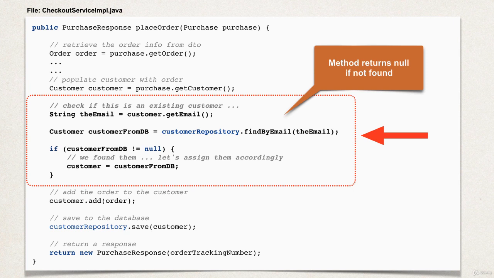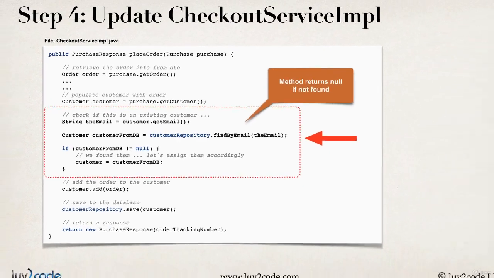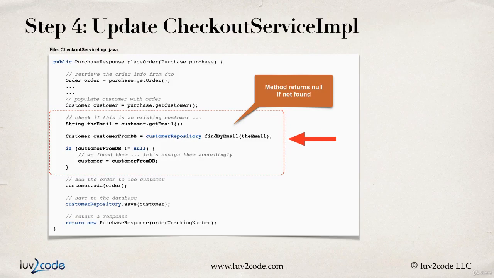So then I can use this in some logic coming up here. I can say if customer from database is not equal to null, that means we found somebody, so let's go ahead and assign them accordingly. Here I have customer equals customer from database. And that's it. Then I continue on with my normal order processing here. Alrighty, so let's go ahead and move into the next video and let's write some code.